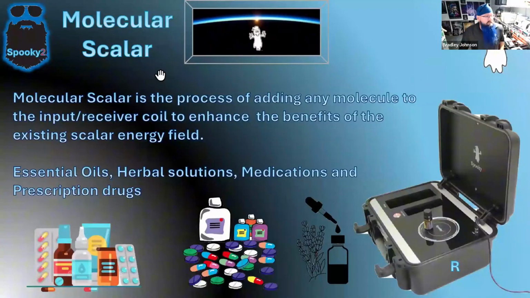Okay, molecular scalar is our next mode of delivery with regards to the Spooky2 Scalar. What this is going to allow us to do is take the receiver case, as you see here labeled with the R, and introduce things like our essential oils and our herbal solutions, even medications or even prescription drugs. You essentially set these onto the small circular coil here that you see in the picture, and then it will draw the molecular effects of whatever you set onto the coil into the field of your scalar, the pure energy scalar field that we already have tuned and set up.